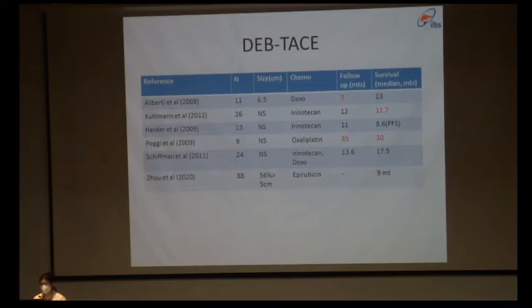Similarly, in DEB TACE, follow-up ranges from 3 months to 35 months, and the survival ranges from 9 months to 30 months. So all these, the decrease in the mean overall survival is because of the systemic pattern of the disease, because there are high chances of distant metastasis even if we go for local therapy.